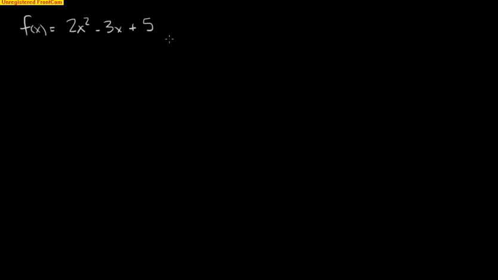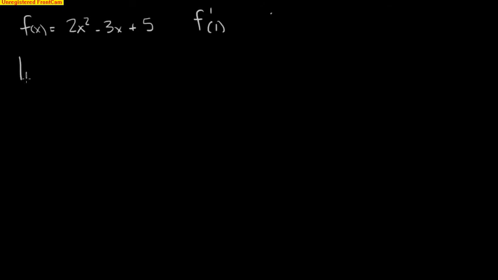Given f of x is 2x squared minus 3x plus 5, they're asking us to find f prime of 1. This is just fancy notation for saying find the derivative and then plug in 1 and find the slope. Sometimes they'll give it to you like this. Sometimes they'll give you an x and y coordinate that goes with it as well.